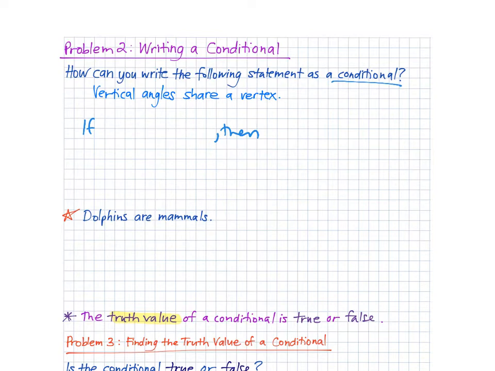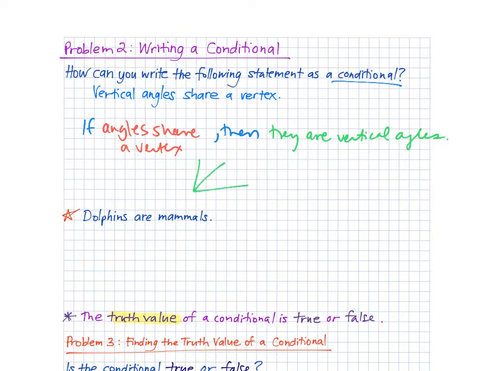So if angles share a vertex, then they are vertical angles. Now, is this true? This is not true, right? Angles can share a vertex and not be vertical angles, right? They can be like this. So that is not the actual statement. That makes sense, right? So be careful with these.